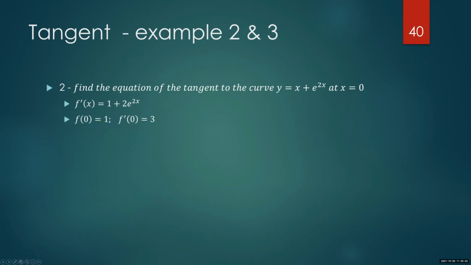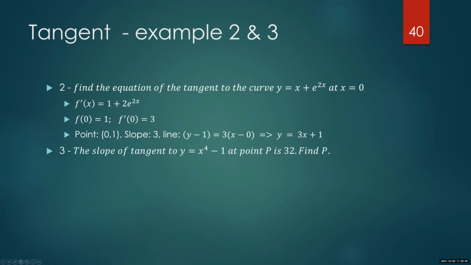So f of 0 is fairly straightforward because x is 0, e to the power of 2x is 1, so f of 0 is equal to 1. F dash of 0 is 1 plus 2 times e to the power of 0, and that's 1 plus 2, and that's 3. So when x is equal to 0, f of x is equal to 1, so the point is (0, 1). F dash of 0 is 3, so the slope is 3. And so the line is y minus 1 is equal to 3 into x minus 0, and that becomes y is equal to 3x plus 1.